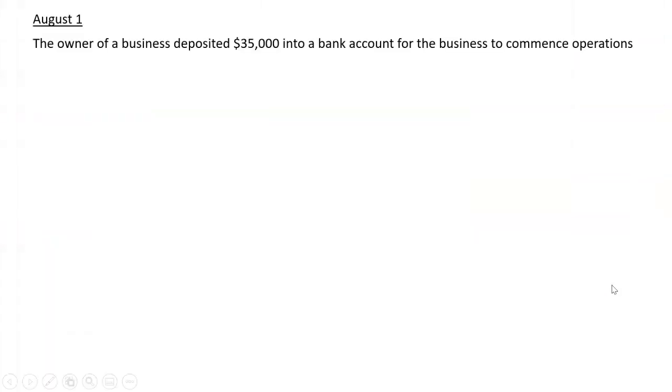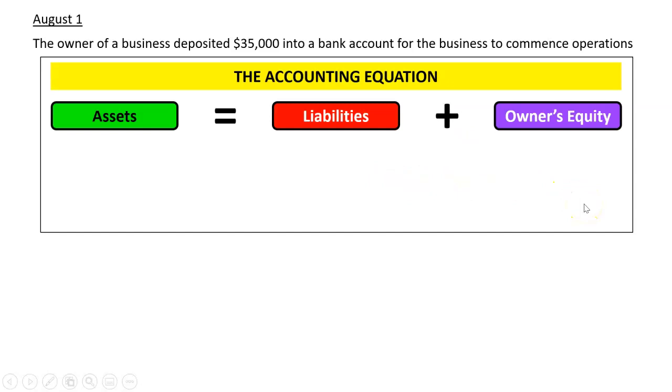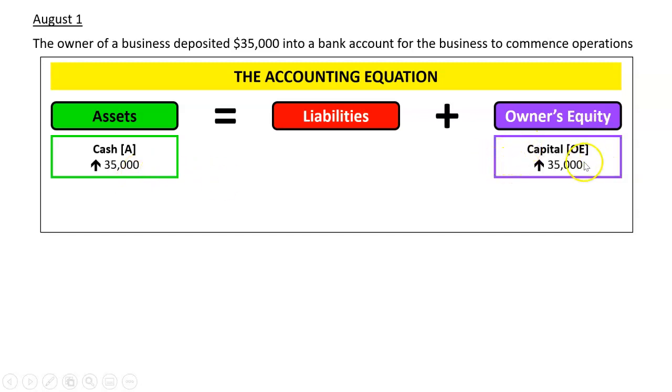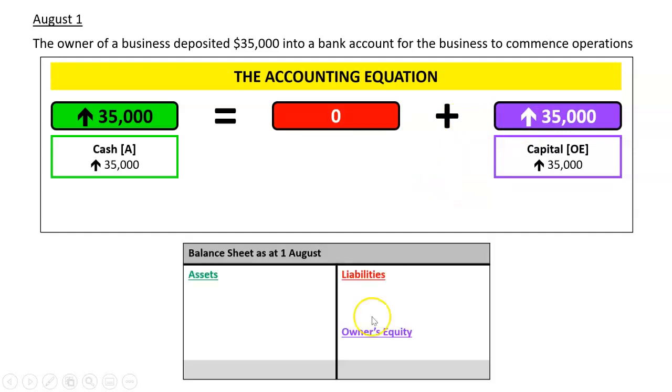So to demonstrate this, let's do some transactions and we'll see the rules of double entry accounting. The owner of a business on August the 1st deposited $35,000 into a bank account for the business to commence operations. We know at least 2 things have to happen here. The first one is the business now has an asset called cash, and that has gone up $35,000. The other thing that happens here is that's the owner giving the business capital. Capital increases owner's equity, so that has also gone up 35,000. We balance it out. We've got assets at 35,000 equals liabilities of 0 plus owner's equity at 35,000. Beautiful, that balances. And what we do now is we turn that into a balance sheet.